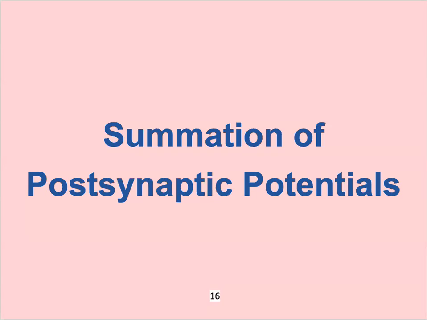Okay, so summation of postsynaptic potentials. One postsynaptic neuron can receive inputs, either as EPSPs or IPSPs, from thousands of other neurons. Thousands of other neurons. And it integrates these inputs at its initial segment in order to determine whether it will fire an action potential or not.